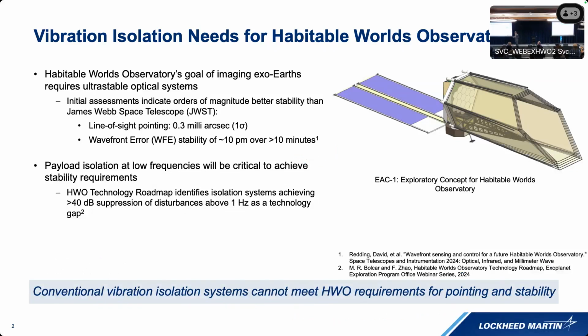We've heard all week about the stability needs for HWO and how attaining that stability is going to be extremely important to do the groundbreaking science that we all want this telescope to do. We've seen initial assessments that show that we're going to need line of sight pointing of about 0.3 seconds and wavefront error stability of tens of picometers over timescales of tens of minutes.